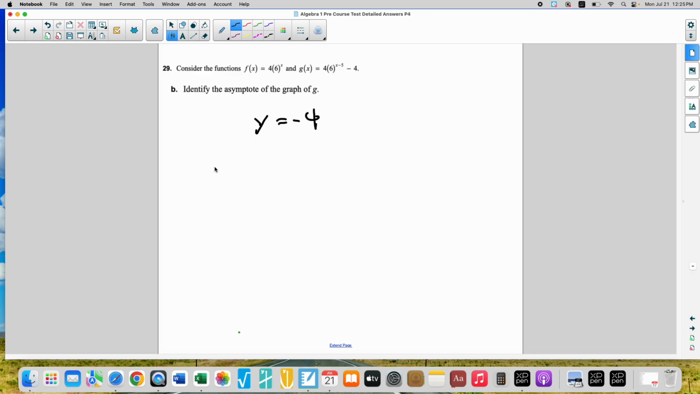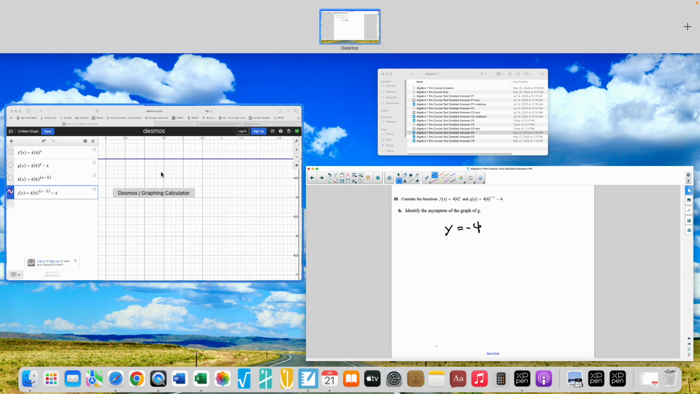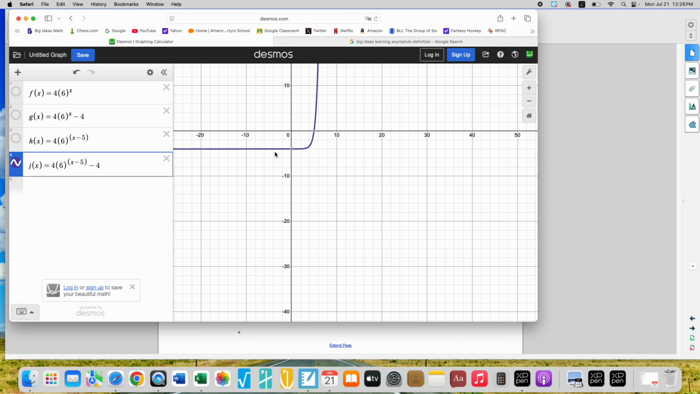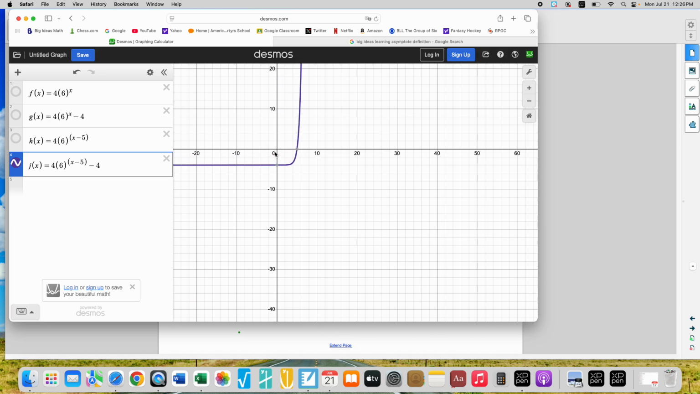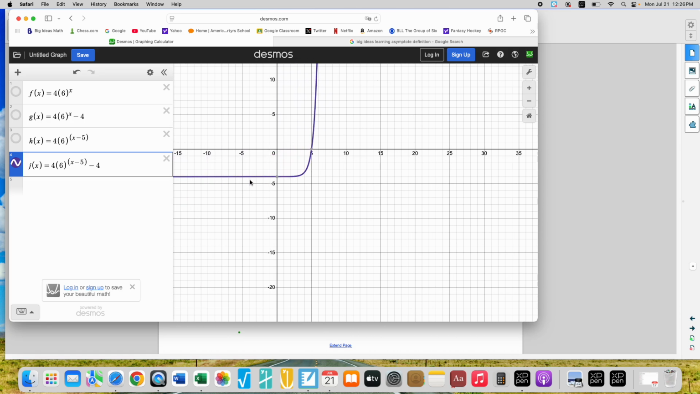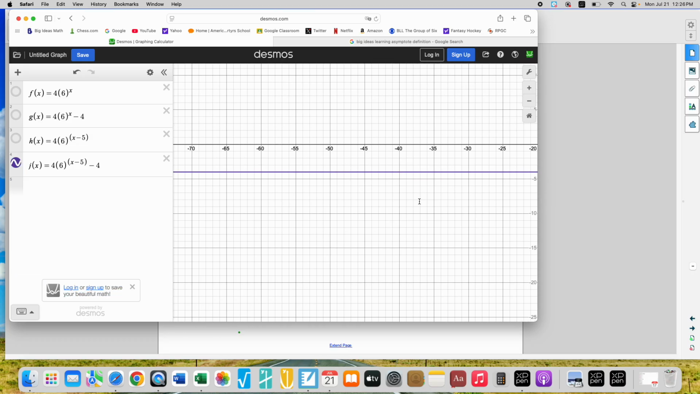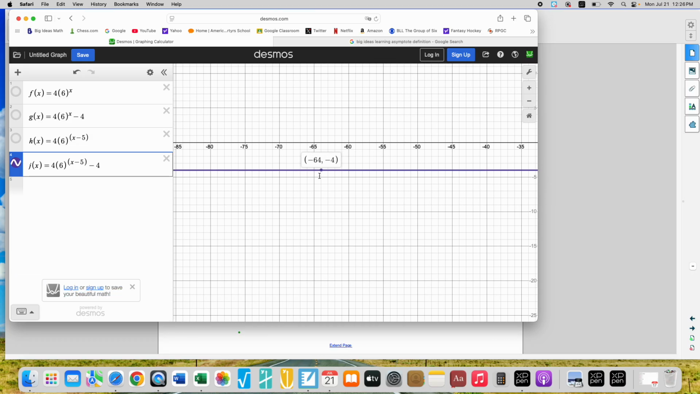Is it ever going to equal -4? Oh, y equals -4, or g of x. Sorry, I kept thinking of the x value. Well, that's what the asymptote is, it looks like it, right? So the asymptote is where it tends to head towards, so it's heading towards -4. And if we drag it way over there, notice it's never going to go further than that.